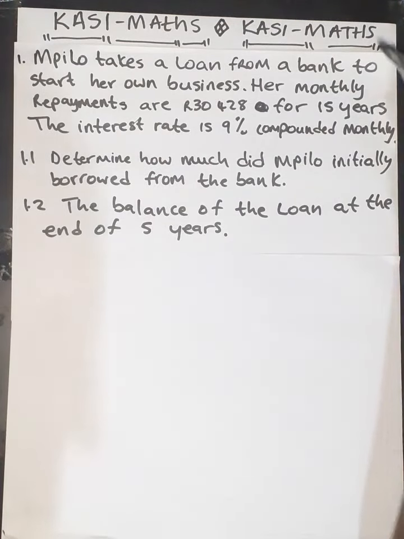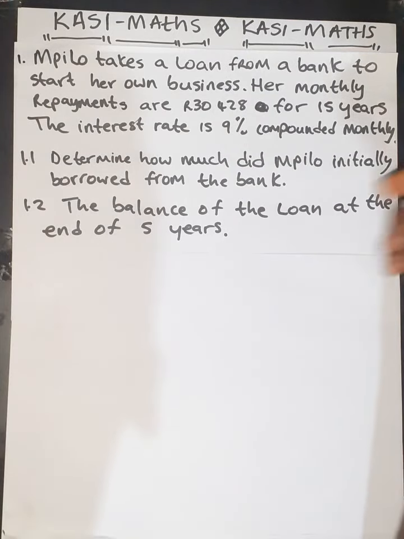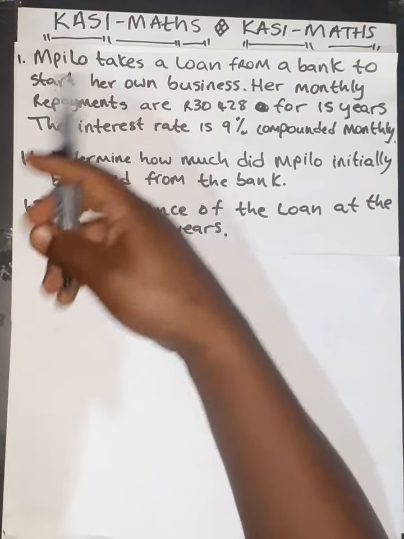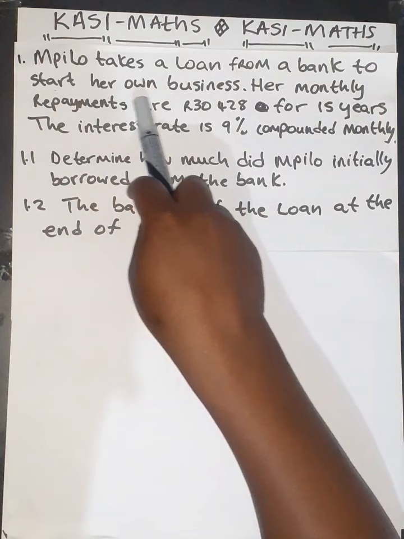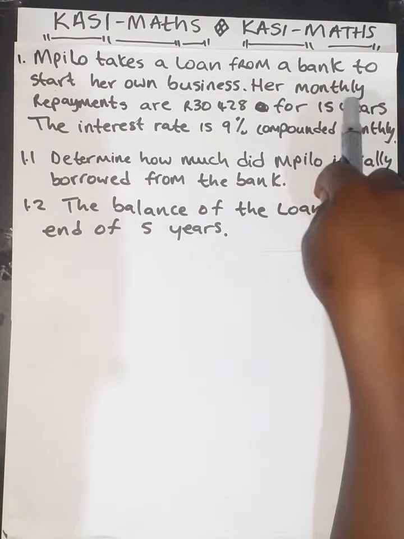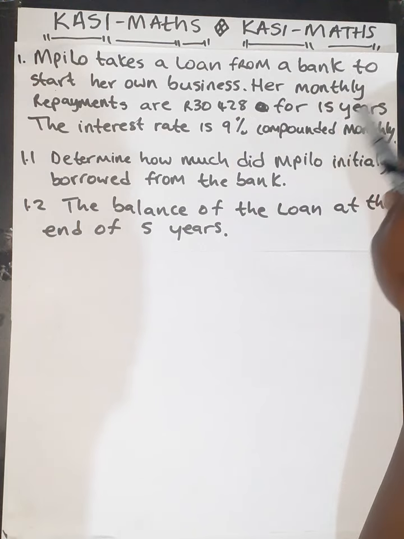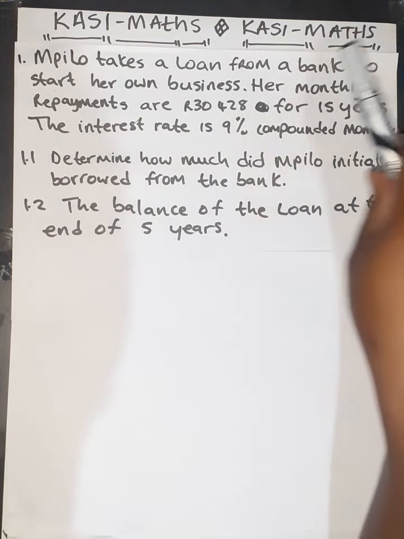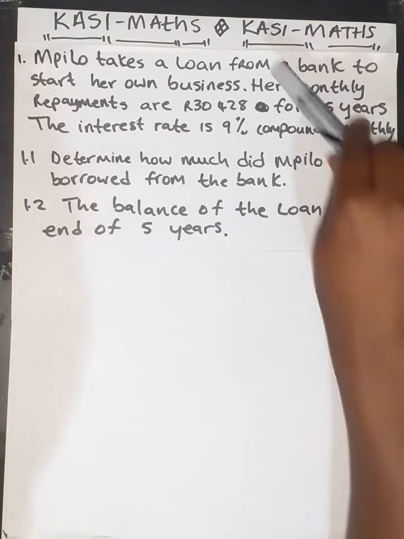Here we're going to do an outstanding balance question. So let's take an example. Here's a practical example from a previous question paper. Mpilo takes a loan from a bank to start her own business. Her monthly repayments are 30,428 for 15 years. The interest rate is 9% compounded monthly. Right, so this is a loan.